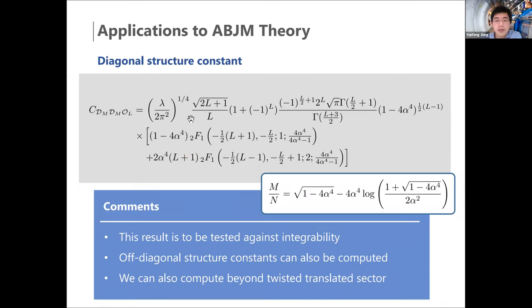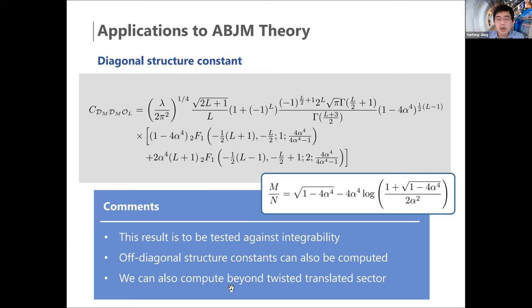So this is the result for ABJM theory, assuming that our prescription is correct and we did the computation for ABJM. Now, since in ABJM this thing is not protected, at the moment we don't have a good way to check it. So this just provides the data for us to check against the future integrability prediction. And let me mention that we can also compute off-diagonal structure constants, but for fixed M and K. The closed form we didn't obtain, and it's probably possible, but very complicated.